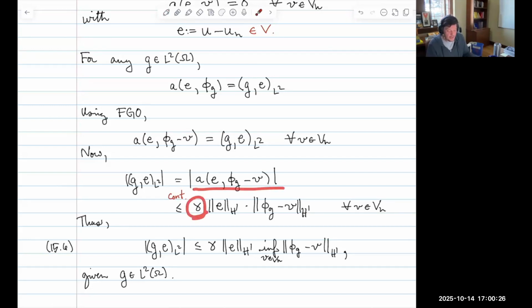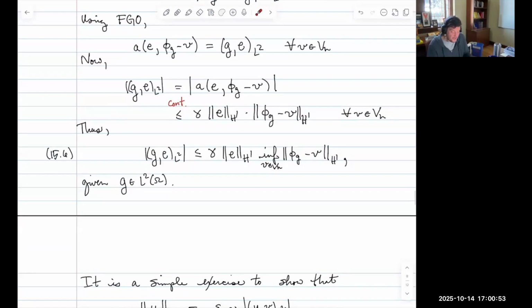The usual continuity constant is what we call gamma, and alpha is the coercivity constant, so we get that. Now this holds for any V that I want to use from VH. So I know that it holds for the infimum, right? So take the infimum, and so using this estimate above, taking infimum, I just get this estimate. And this is for any given G that I want to have, okay? Any given G.